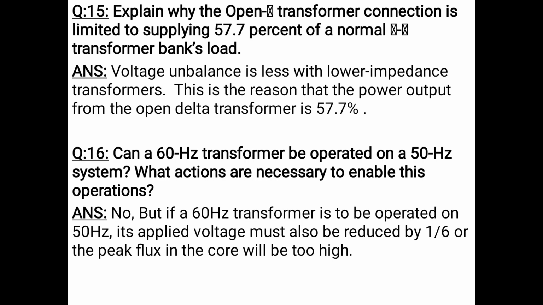Number 15. Explain why the open delta transformer connection is limited to supplying 57.7% of a normal transformer bank's load. Answer: Voltage unbalance is less with a lower impedance transformer. This is the reason that the power output from the open delta transformer is 57.7%.